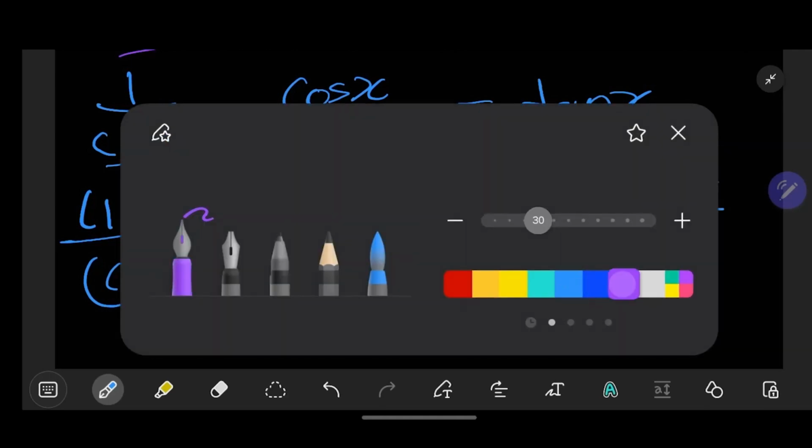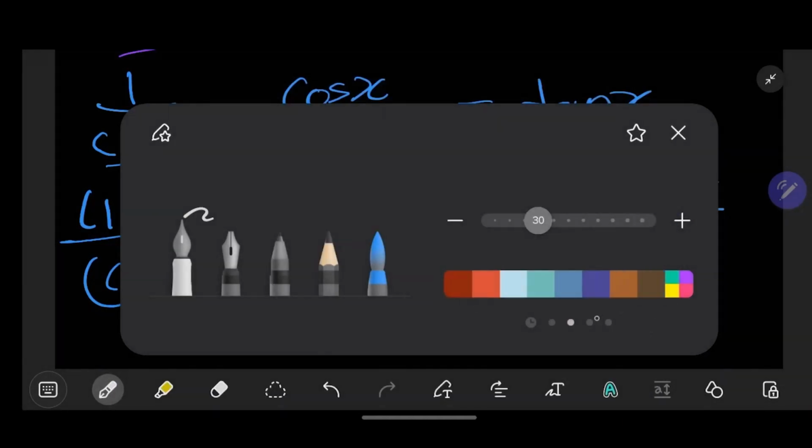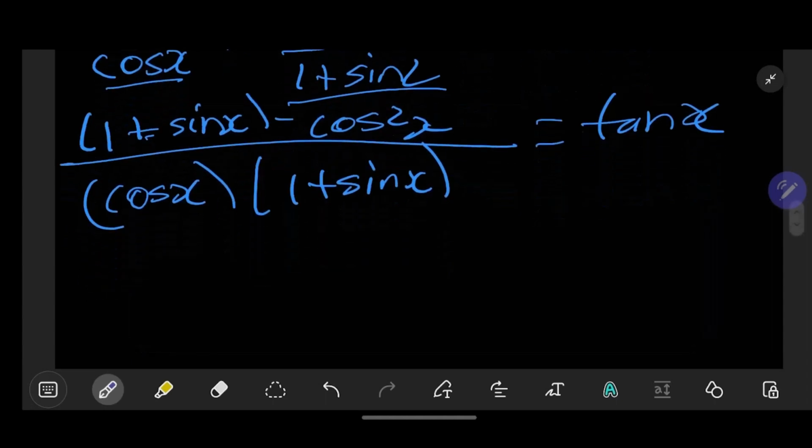I'm just going to change the color. Sorry about that. I should have done that earlier. Let's just choose this.